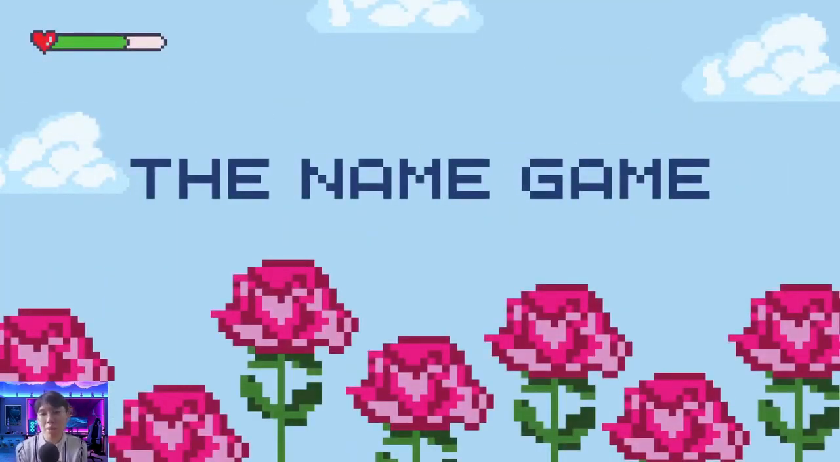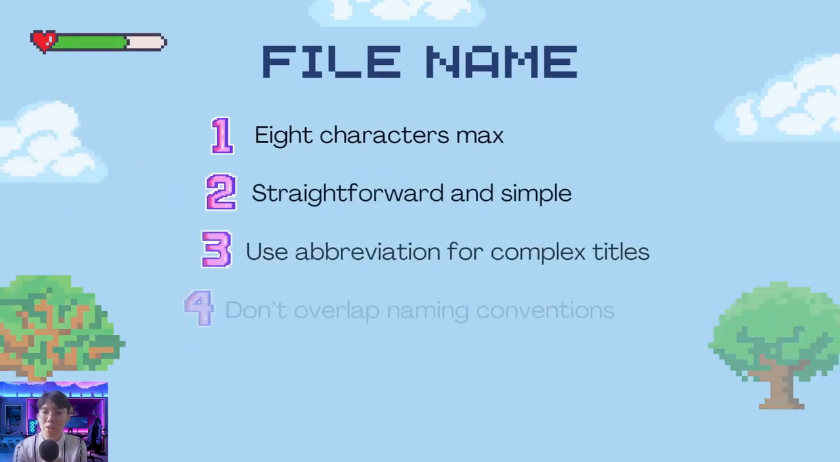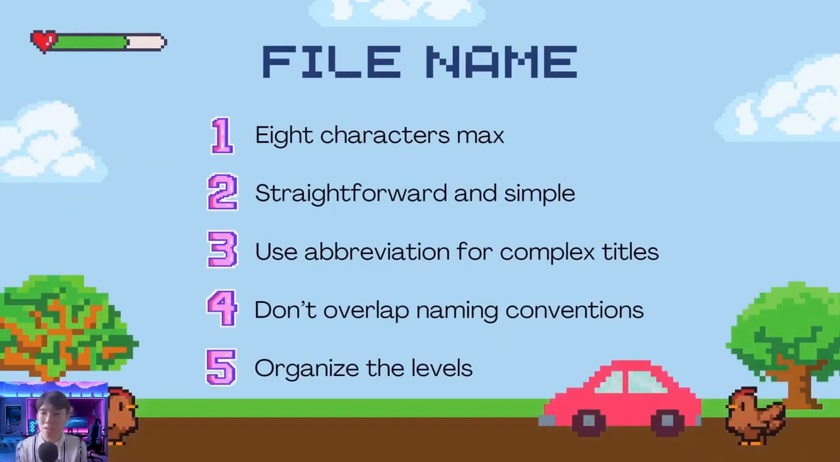So here are some keynotes in naming the level file name for the development team. First, keep the name to 8 characters max. Second, it can be very straightforward and simple like Castle 01, and for the complex title, use abbreviated text. And fourth, make sure you don't overlap the naming convention, and last but not least, organize your levels by managing them nicely in folders.